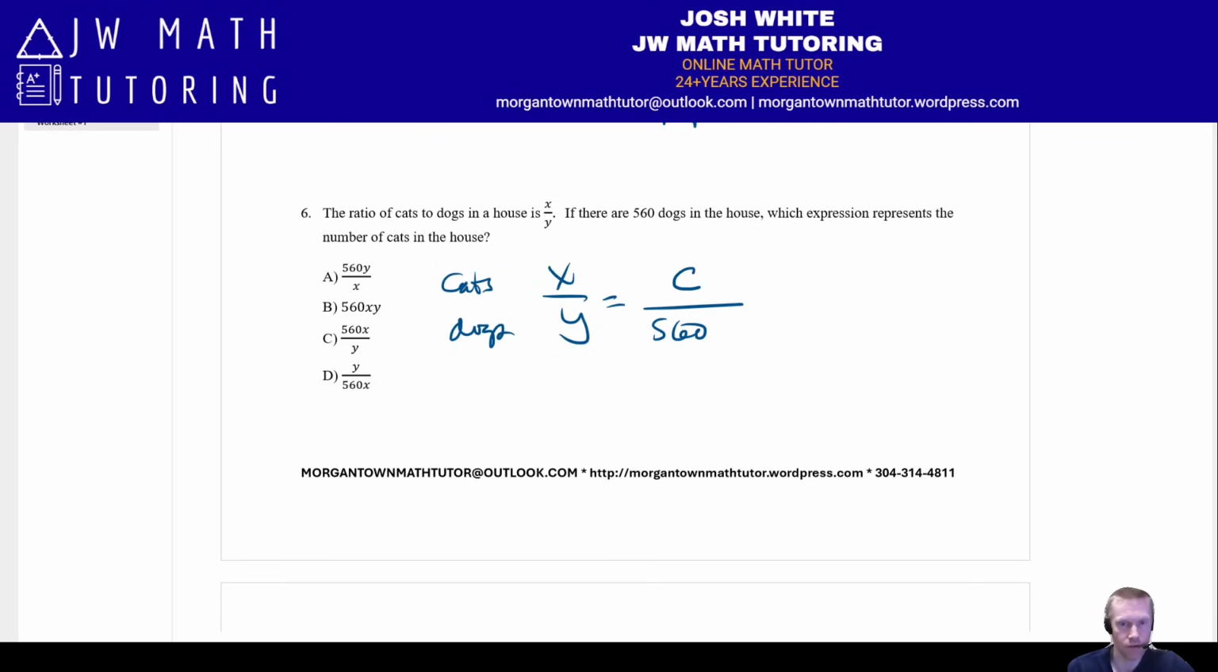So let's just call this C for cats. So the quick, short, easy way to do this is just to notice, if you rearrange this, just multiply by 560 on both sides. The number of cats is equal to x times 560, or we would just put this in front, 560x over y. Correct answer is letter C.